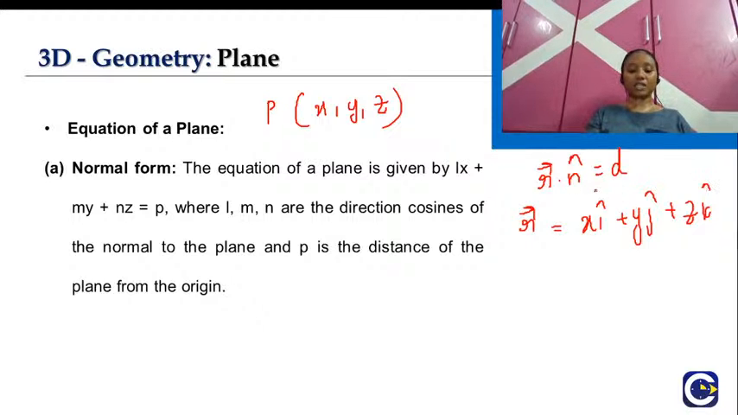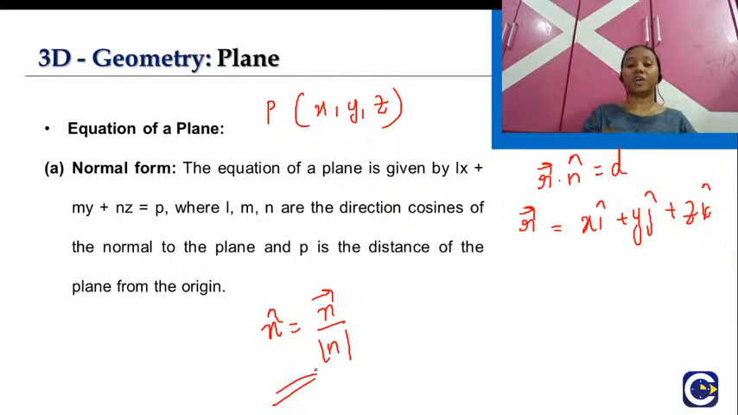And n cap is nothing but the normal, with the distance D. So it is a normal vector. Right. So n cap is my unit vector to the normal. As I mentioned in our previous session, n cap is nothing but n bar by mod n. So n cap is also a vector whose coefficients are the direction cosines. I have explained this in our previous session. If you have doubts in that, please go through our previous session, where I explained clearly how to get this n cap.